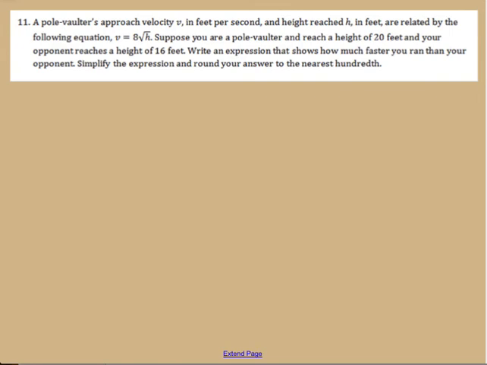So now we're talking about a pole vaulter's velocity, which is 8 times the square root of their height. So you are a pole vaulter that reaches 20 feet, your opponent only reaches 16. And we want to find the difference in velocity or speed of how fast they were running. So what we're going to do is plug in me first. So my velocity is 8 times the square root of my height, which is 20. Then my opponent is going to be 8 times the square root of her height, which is 16.